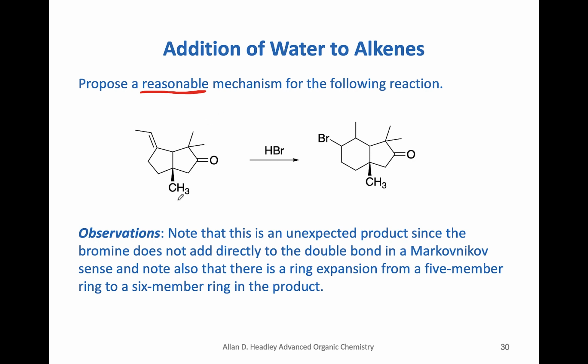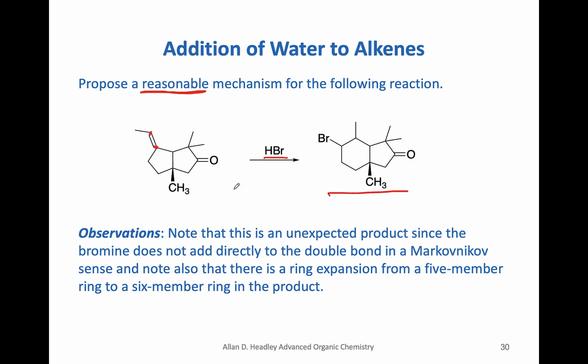So here's the reaction. Addition of HBr. You'd expect the addition to occur here, and if it were a Markovnikov addition, which it should be because there are no peroxides present, you'd expect the bromine to be here and the H to be here, but the product is actually this.